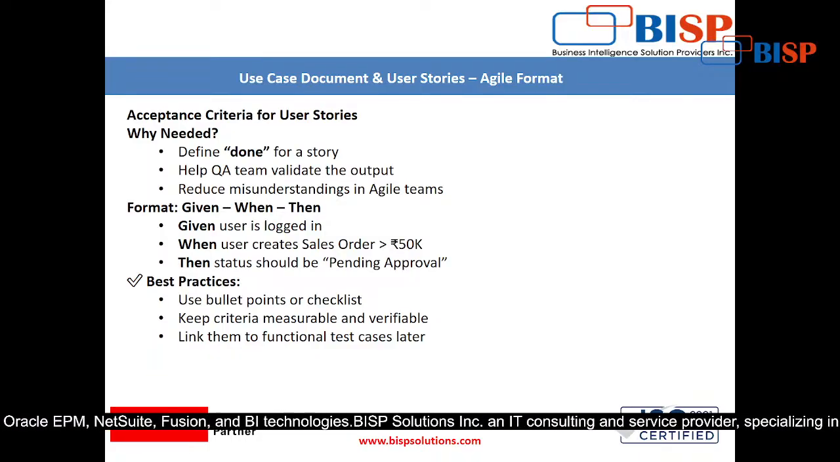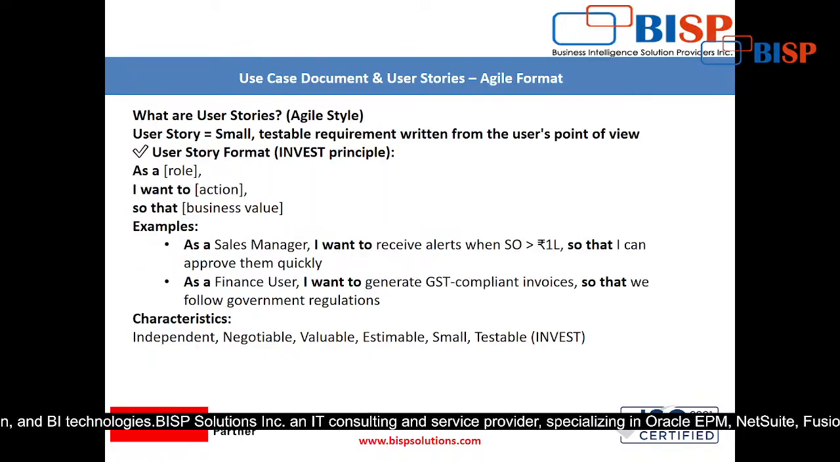Now in that order to cash, what will happen? First of all, the sales rep will say: as a sales rep, I want to receive alerts when a sales order is greater than 1 lakh rupees, so that I can approve them quickly. As a finance user, I want to generate a GST compliant invoice so that we can follow government regulations. Now these are the use case and the user stories. The use case is create a sales order, and the sales order should be created and behave according to the user story, right?